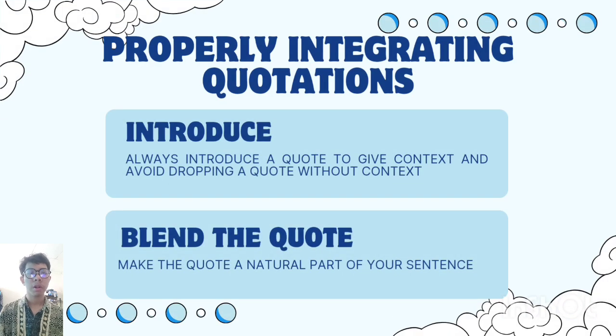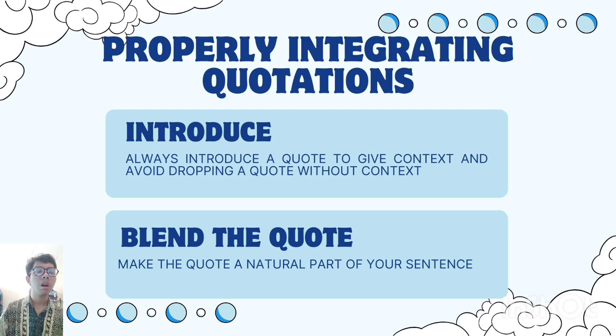How to properly integrate quotations. First, introduce. Always introduce a quote to give context, and avoid dropping a quote in without context. The second is to blend the quotes. If we want to blend the quote, we will use indirect quotes. Make the quote a natural part of your sentence, so when readers read the text, it feels natural and doesn't feel different. Okay, next slide.